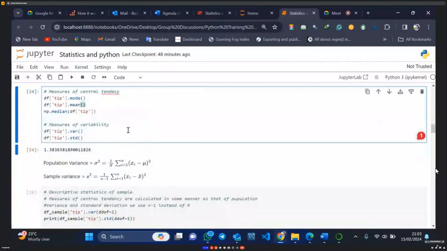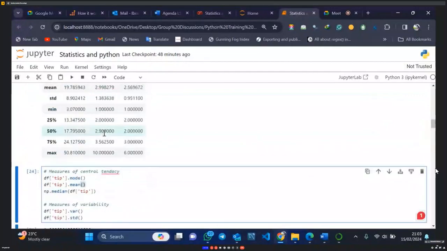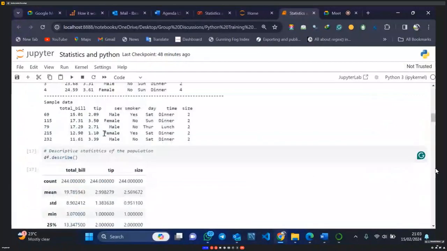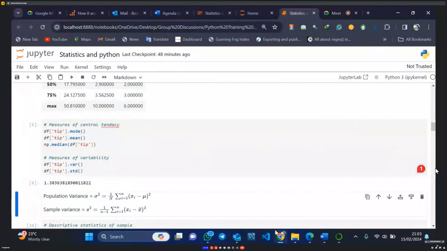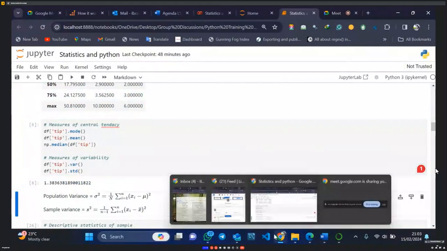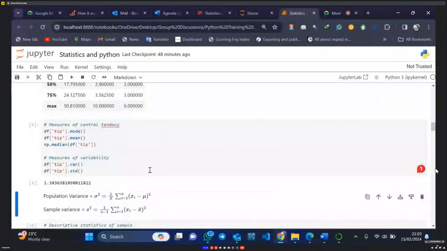And then from there we look at the variance of that tip, and then the standard deviation of that tip. And remember here, we are not using the sample because the sample is something else. Here we're using the entire population. So let me try and run this code and see what it gives us. So this is 1.23.